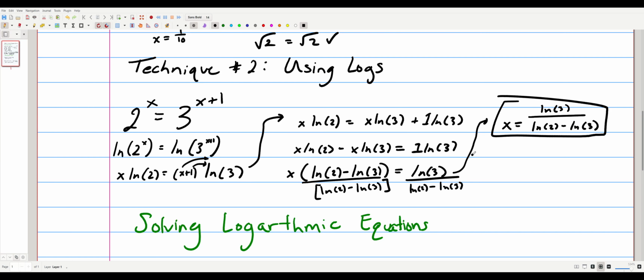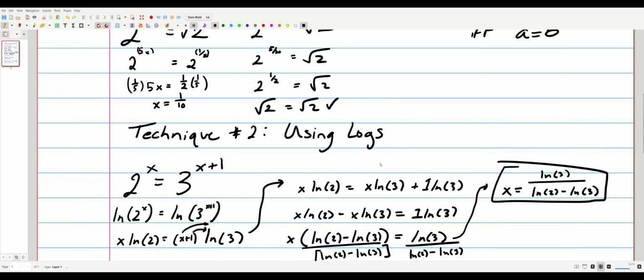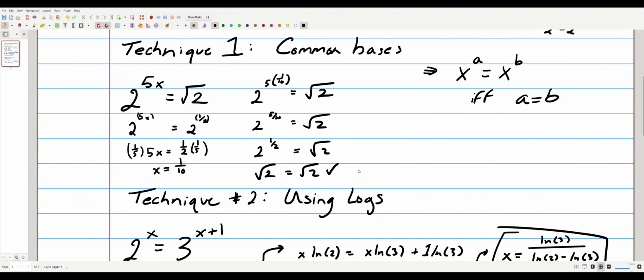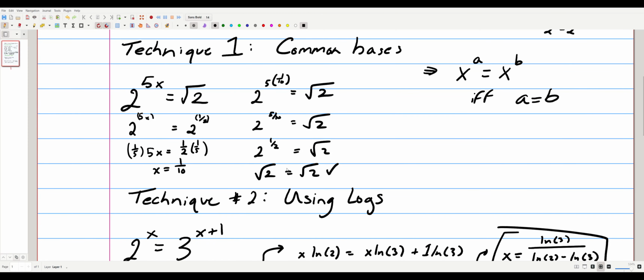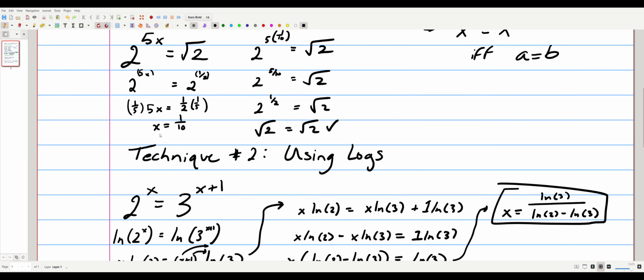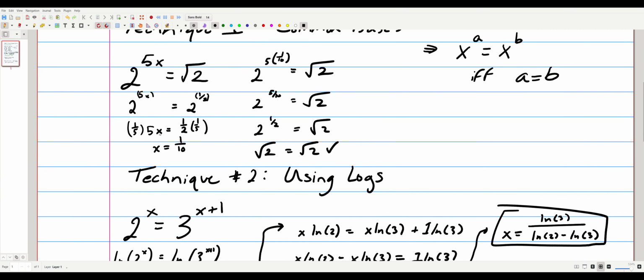All right, so now we looked at two techniques, one using logs and the other using common bases. Technically, the using logs technique is more powerful than the common base technique, because the first technique only works if you can somehow write both sides of an equation as having the same base. But the using logs one, even if they could possibly be written as the same base, you can still use the second technique and solve it.